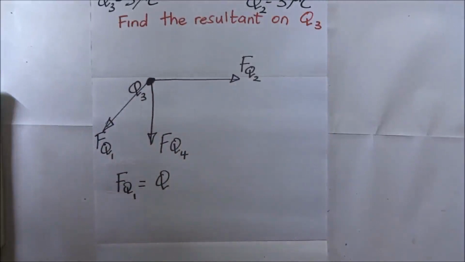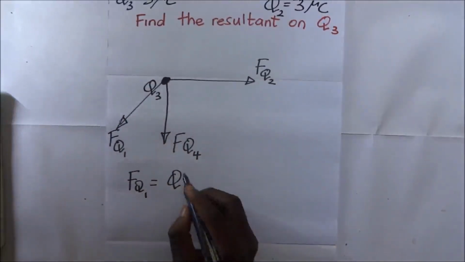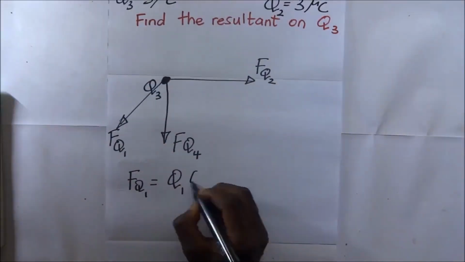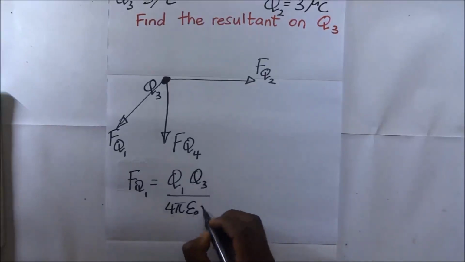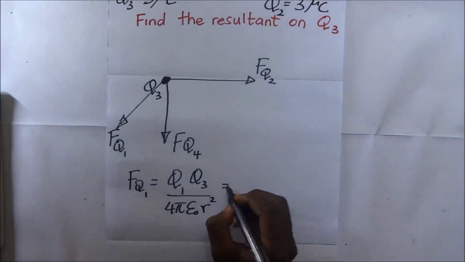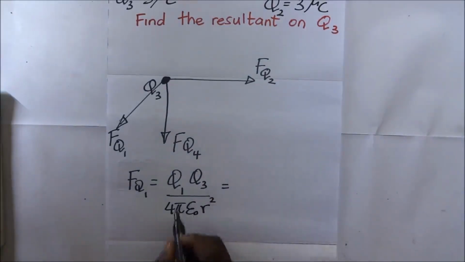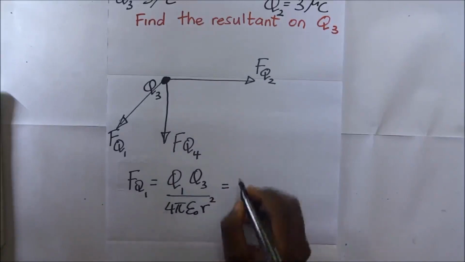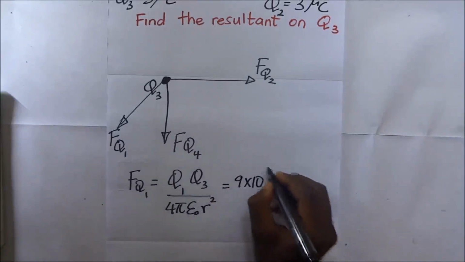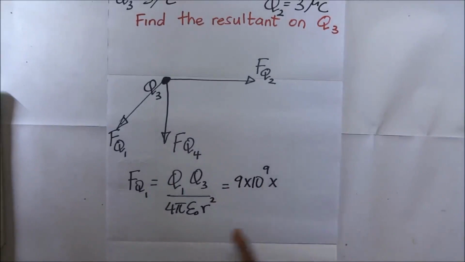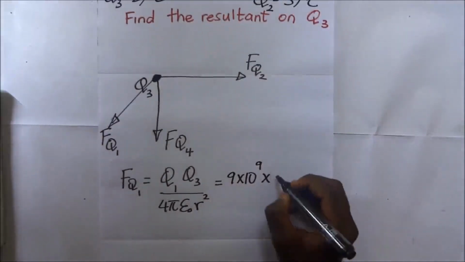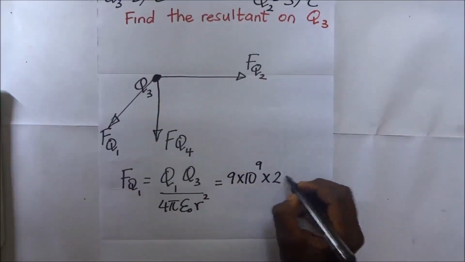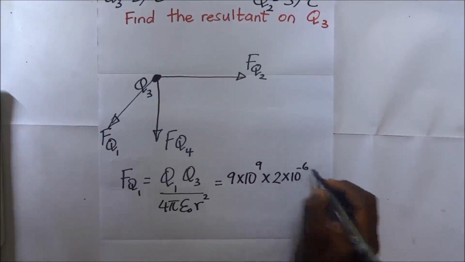FQ1 is going to be equal to Q1 times Q3 divided by 4 pi epsilon naught times r squared. What is Q1? Remember, 1 over 4 pi epsilon naught is 9 times 10 to the power 9. Multiply that by Q1. Q1, if we look here, is 2 microcoulombs, so it means that our Q1 is 2 times 10 to the power negative 6.